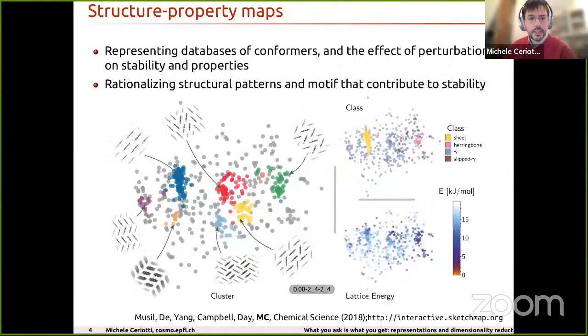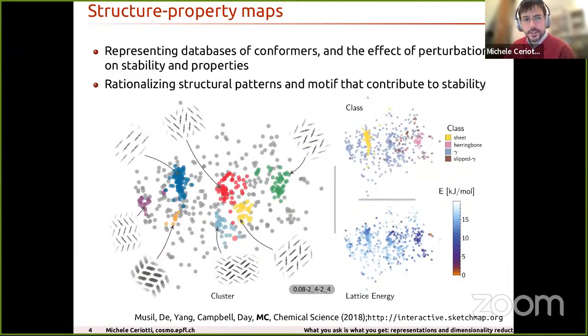Another example here instead is from my group, in collaboration with Graeme Day and his team. This was about looking for stacking patterns in molecular crystals, and once again, by looking for clusters, you can rediscover and give a more automated definition of the different stacking motifs that are found in the organization of materials that are formed by planar conjugated molecules.